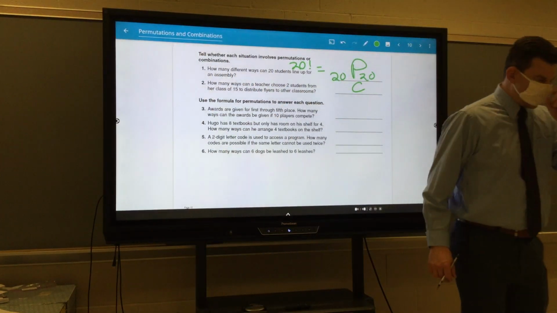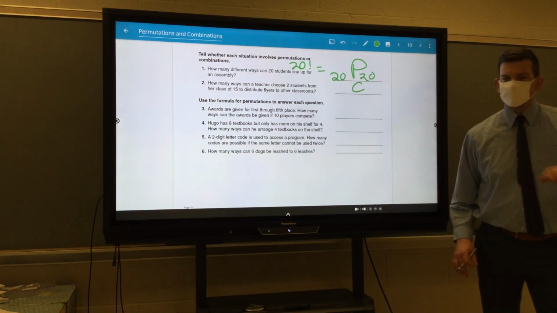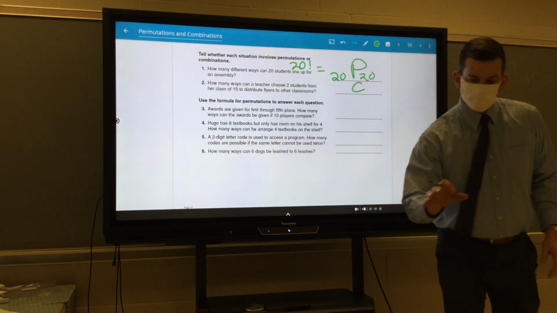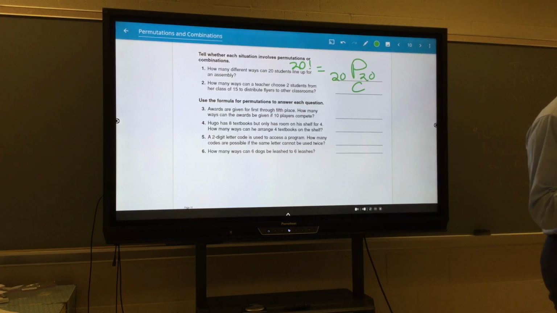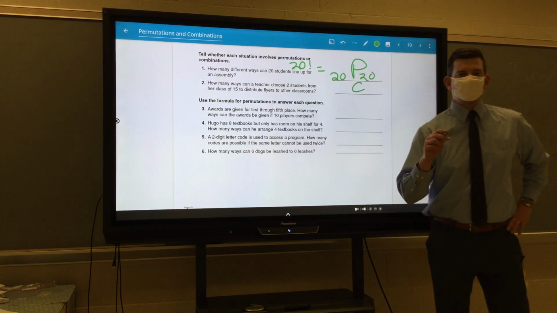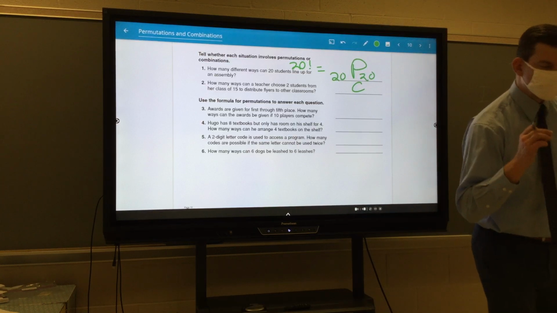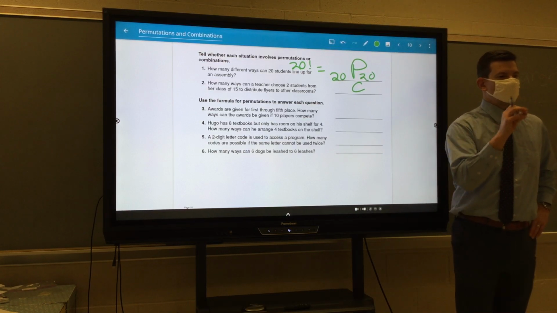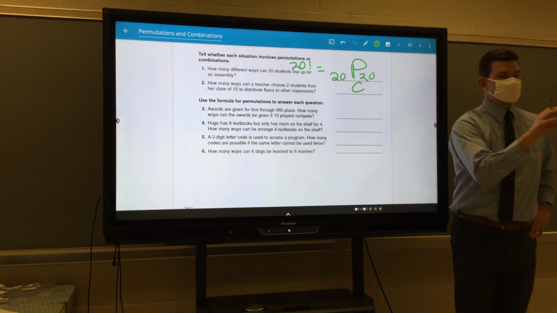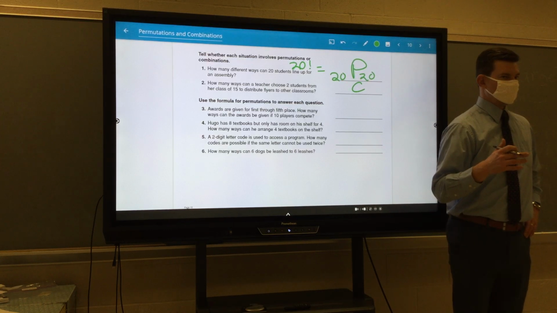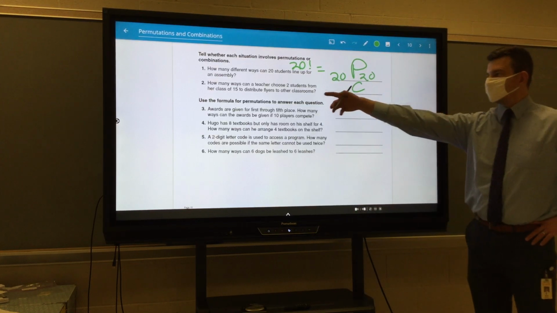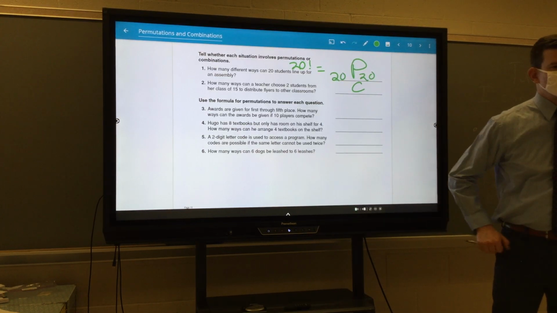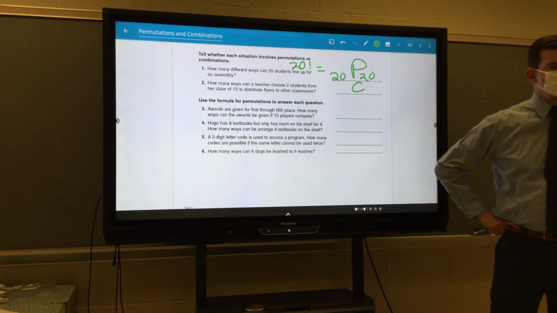This is where I get into that idea that maybe that phrasing of order matters or order doesn't matter isn't the best way to go. I prefer to think of it as the task or the job that each person is doing. Is it different or is it the same? Order or no order? In this case, the 2 students, they're doing the same task. Doesn't matter which is which. So it would be a combination.